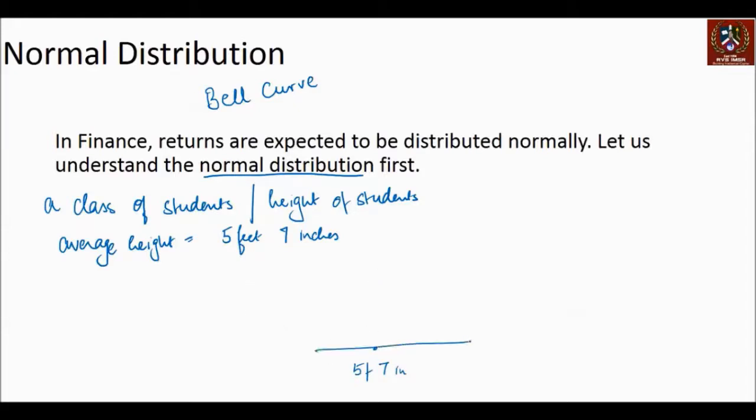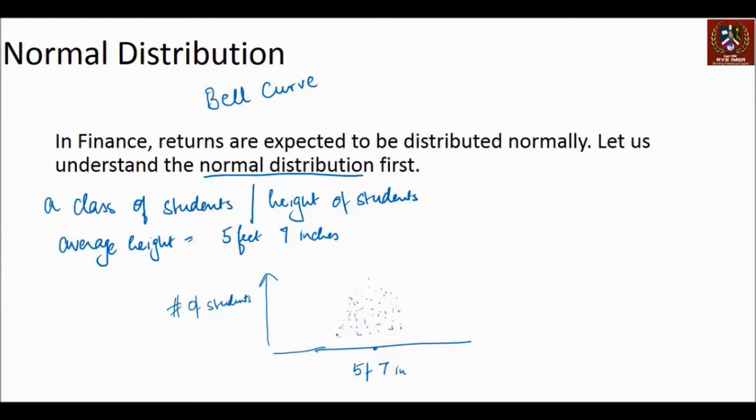So let's plot two lines. One line is the height. The other line is the number of students who come here. So that's the number of students. So where do you find most of the students will be? Most of the students will probably be centered around here. So if you keep plotting the number of students, most of them will be between 5 feet 4 inches and 5 feet 9 or 10 inches.